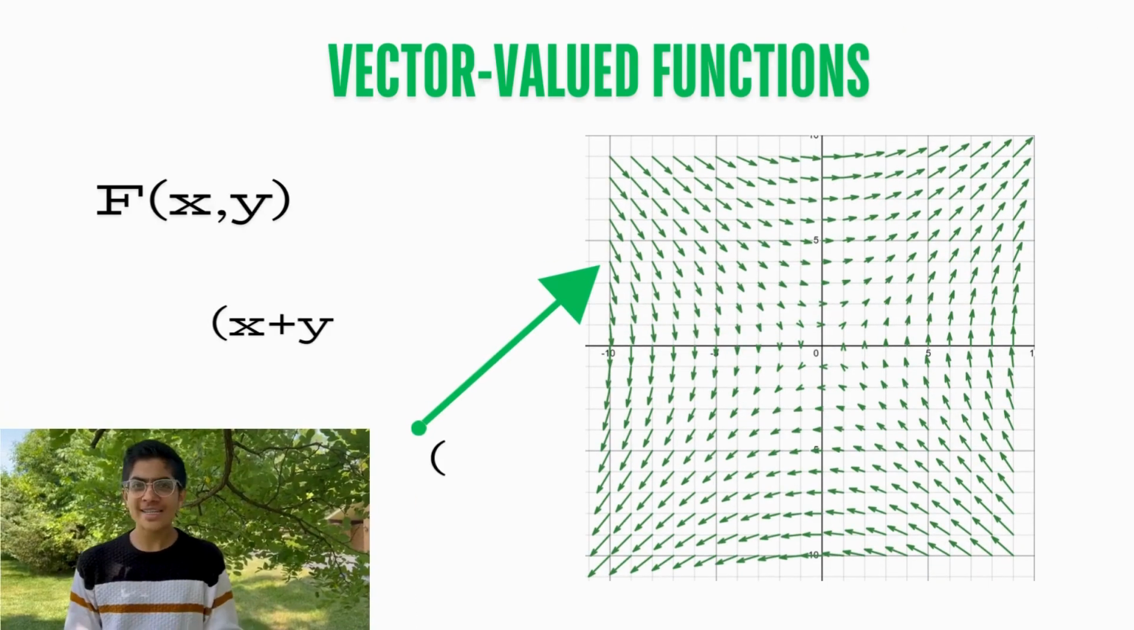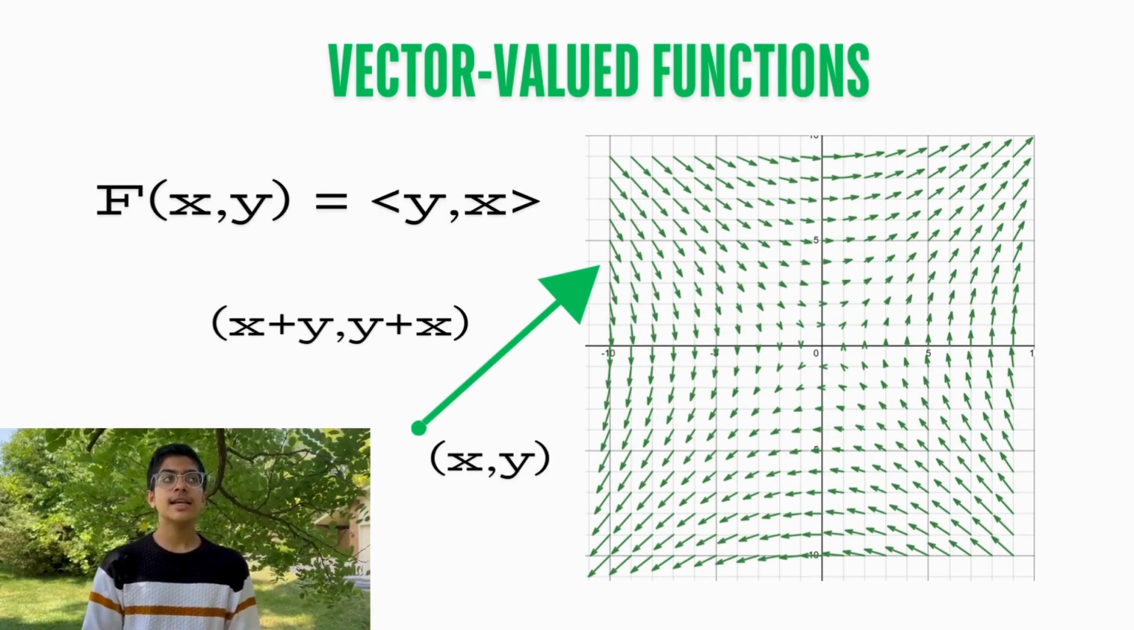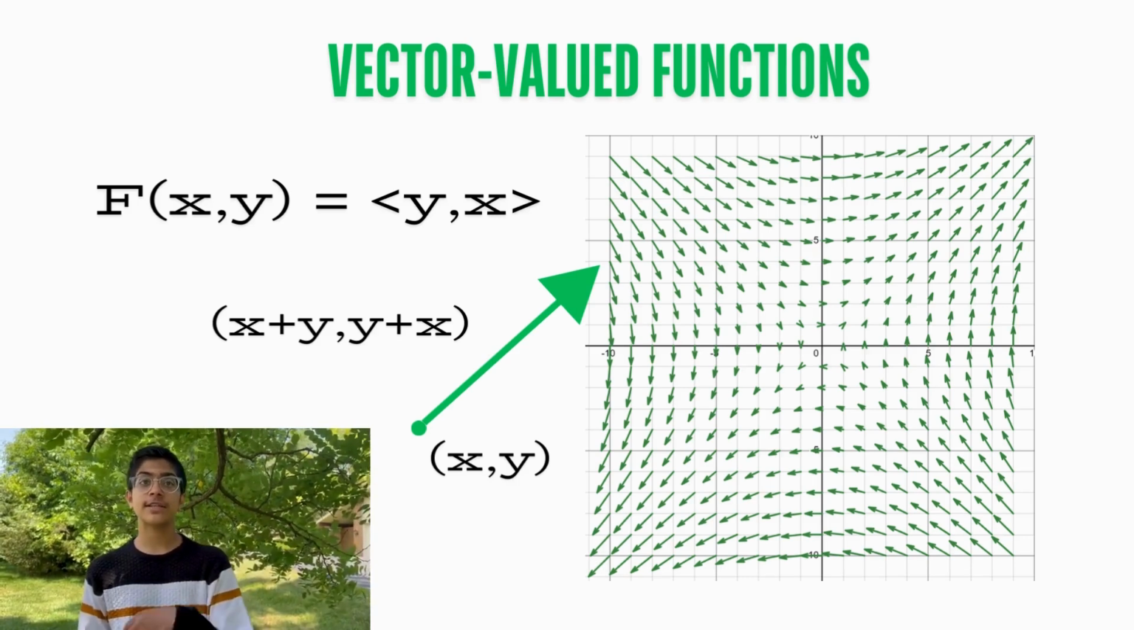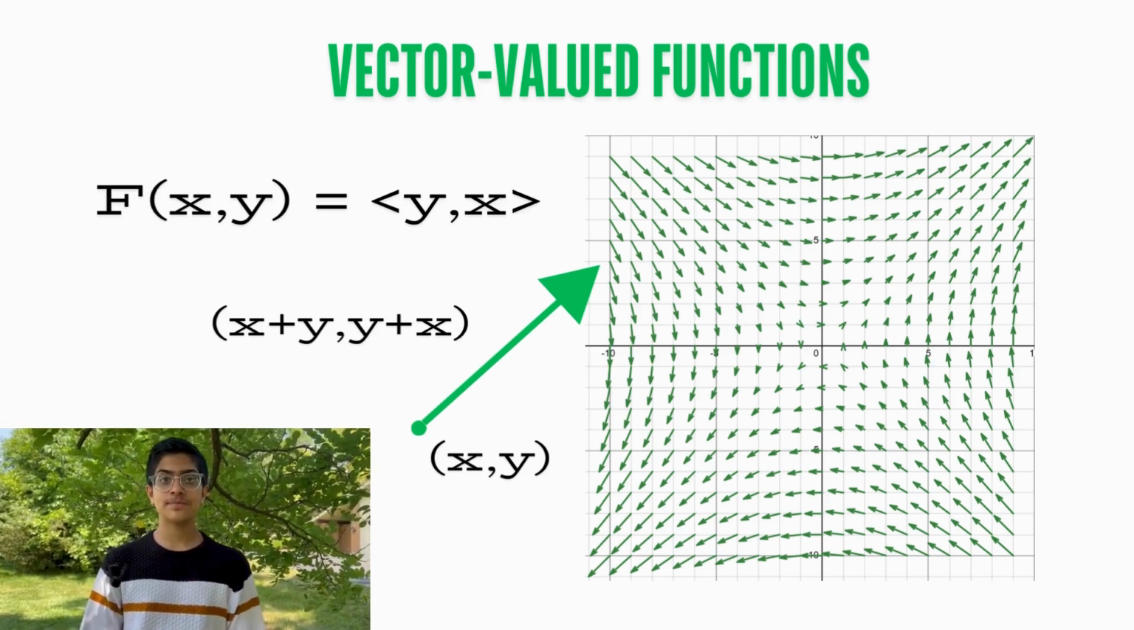Wait, what is a vector field? A vector field, modeled by a vector-valued function, is a function that takes a point as an input, and its output is a vector that starts at that point and has components that are in terms of x and y.